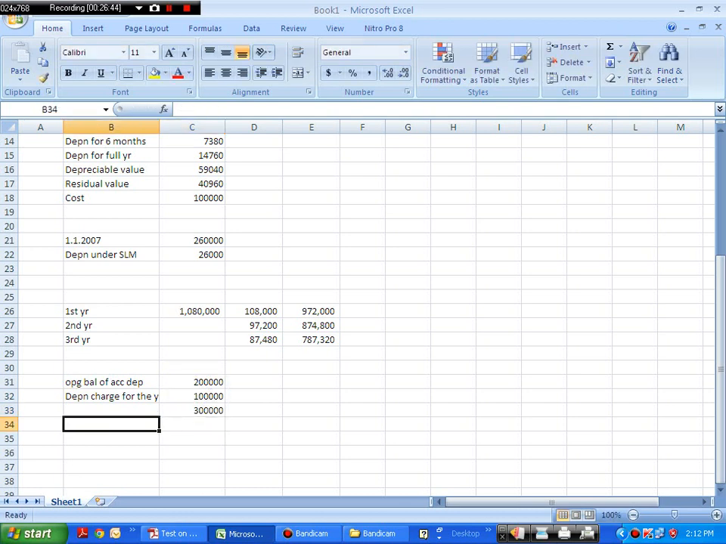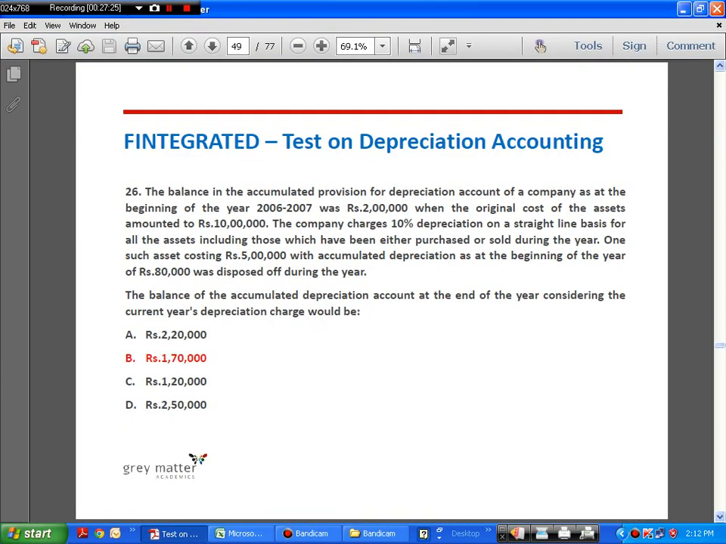But an asset has been disposed of. The asset had an opening accumulated depreciation balance of 80,000. Okay, and during the year the depreciation pertaining to that asset is 50,000 rupees, which means this 3 lakhs includes accumulated depreciation of 1,30,000 with respect to an asset that's been disposed of, and so we have to remove the depreciation pertaining to the asset that's been disposed of. So now the balance will be the accumulated depreciation pertaining to the asset that's continuing in the business, right? So the answer is 1,70,000.